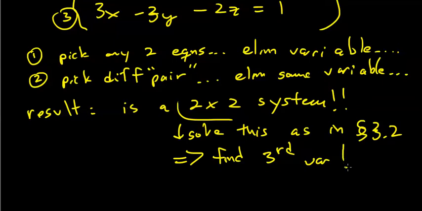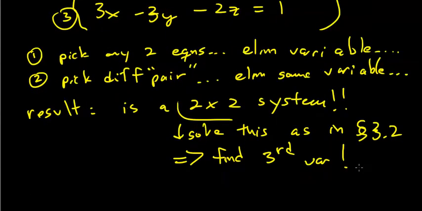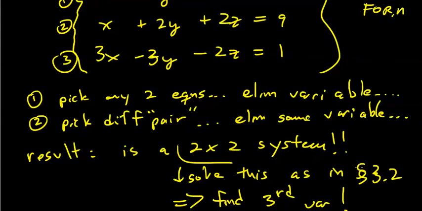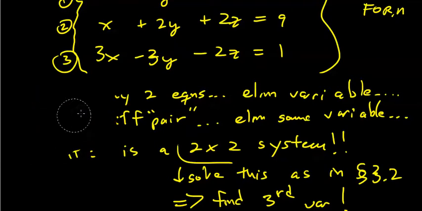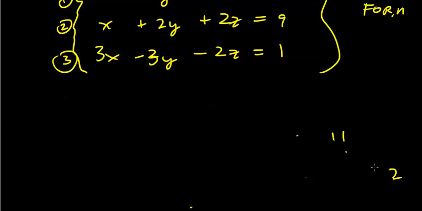Alright, let me show you how we're going to do this here. In this 3 by 3 that I've written down here already, 2x plus y plus 4z equals 12, x plus 2y plus 2z equals 9. Let me check this. 3x minus 3y minus 2z equals 1. Alright, let me consider Step 1. Let me erase this. I don't want to rewrite that system again.